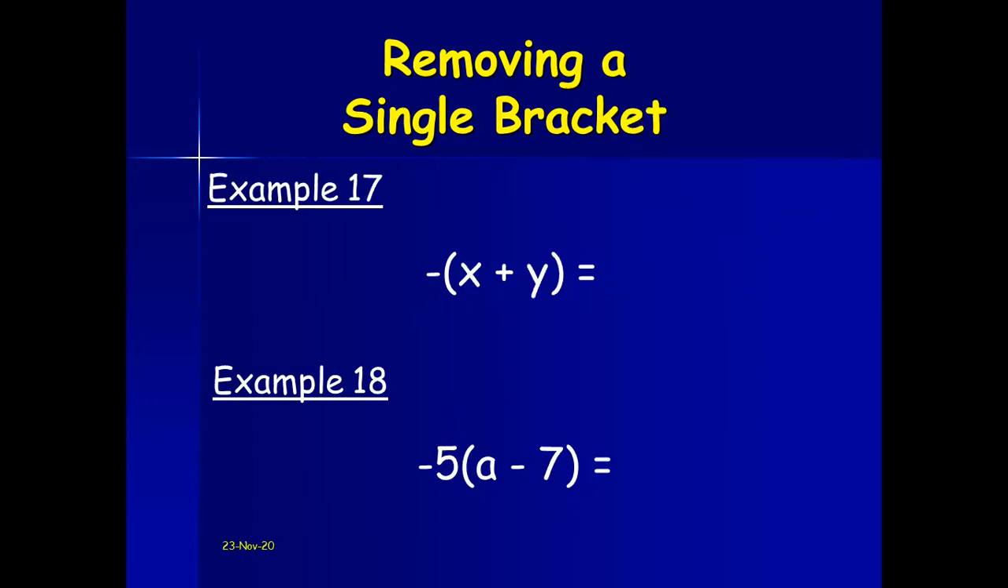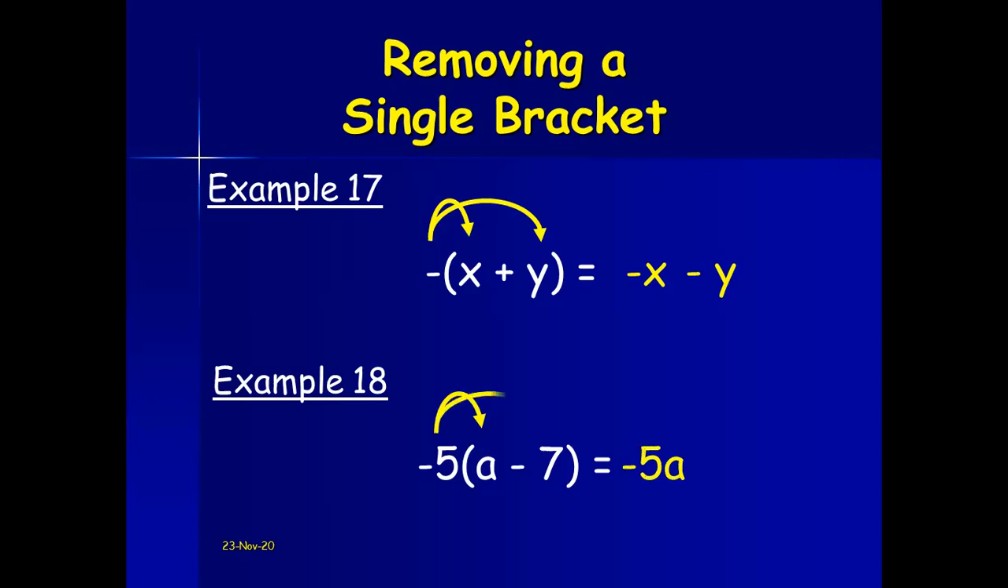Okay. Again, negative multiply x, that's negative x. Negative multiply positive y, that's negative y. So what does the negative sign outside do? It changes the signs for the numbers inside the brackets. Okay, negative 5 multiply a is negative 5a.